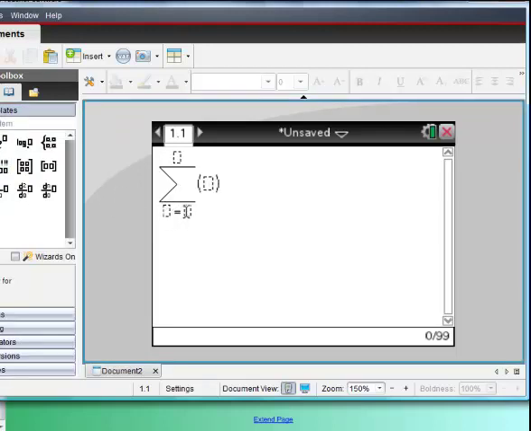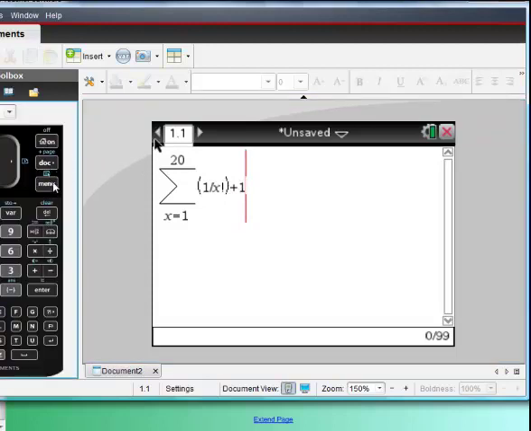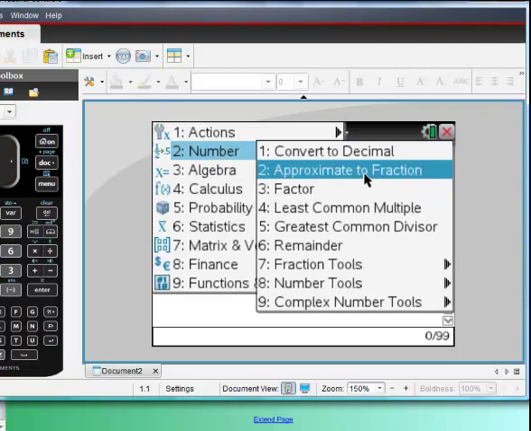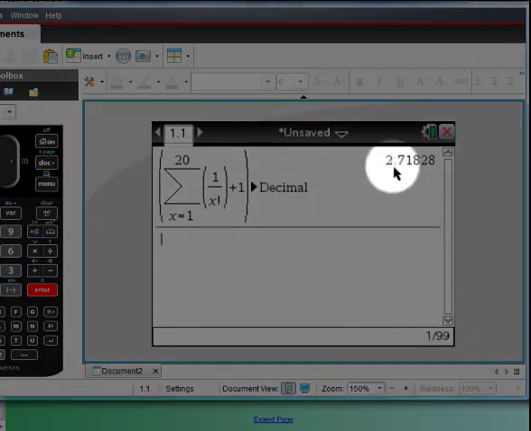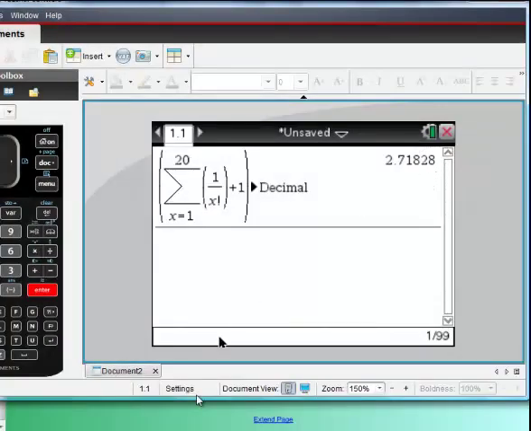you can see x1, and I'm going to put the number 20 up here just because I have to put a number. 1 divided by x factorial plus 1. Now I have to convert this number to a decimal, and voila, there it is, 2.71828. All right.